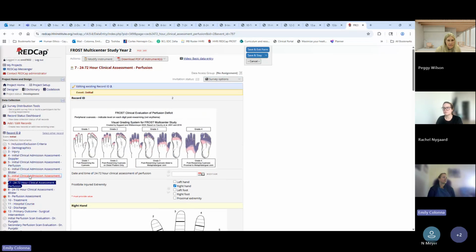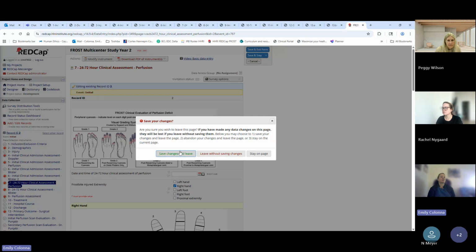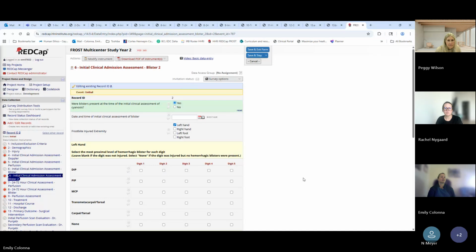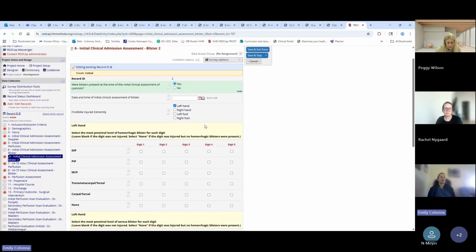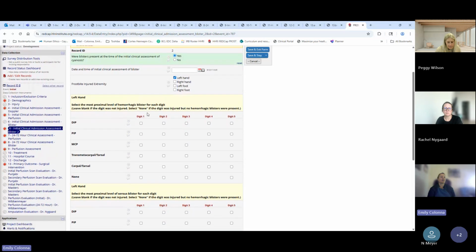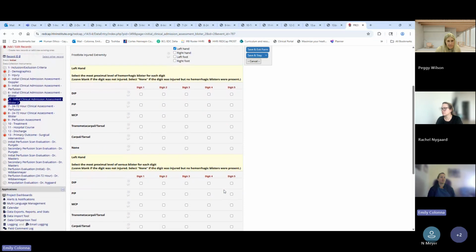Okay, and then it's going to be a similar assessment for blisters. So if there were blisters within the first 24 hours, this is where you could enter that information, either looking at the photographs or talking to the PI or the burn surgeons, and then selecting which digit is affected with blisters. There's a spot for hemorrhagic blisters and serous blisters.